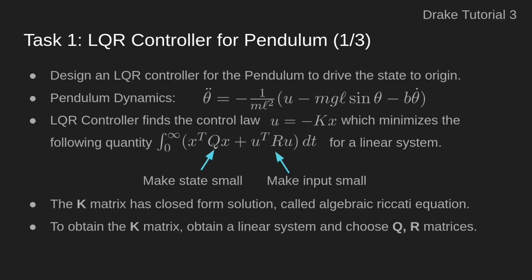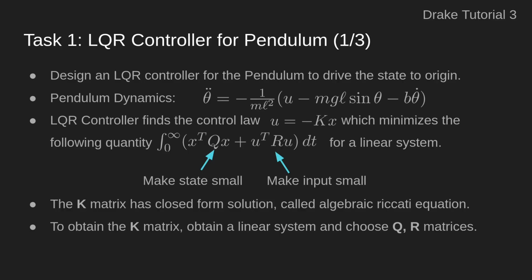If you want to see how to derive this equation, I have a video in my Lagrangian dynamics series on the screen now. The LQR controller finds a control law which minimizes the integral you see on the screen below, subject to the dynamics x dot equals A x plus B u. If you haven't seen LQR before, it's simple to understand.